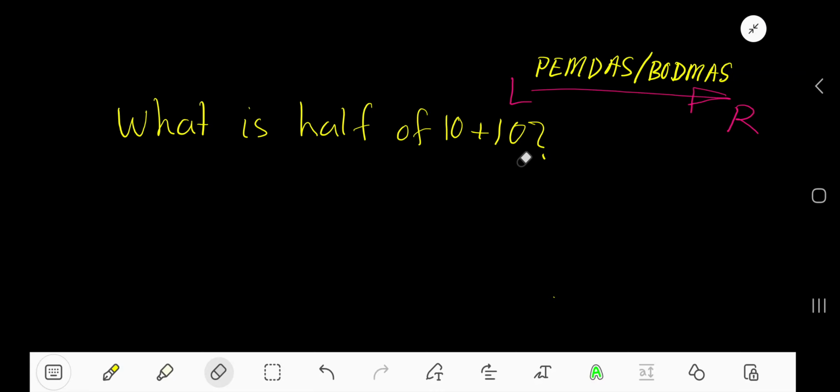What is half of 10 plus 10? Let me translate this. "What" means, let's say x is, means equal sign, then "half" means 1 over 2, "of" means multiplication sign, then 10 plus 10. Now we have two operations here, plus and multiplication.